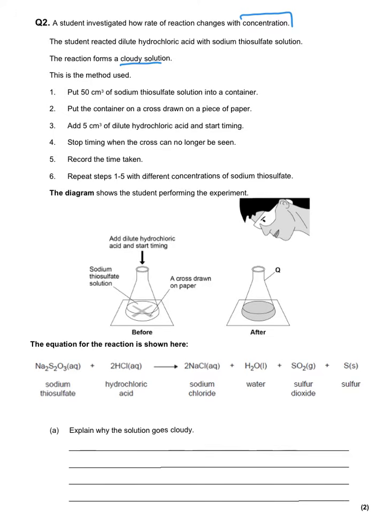And what happens is we take 50 cubic centimetres of sodium thiosulfate into a container. And we can see this container down at the bottom. This container is in fact a conical flask. And we put the container on a cross drawn on a piece of paper, as you can see from the left-hand side of the picture. And then we add some hydrochloric acid to the mixture and we start timing using a stopwatch or a stop clock. Then we stop the timing when the cross can no longer be seen.